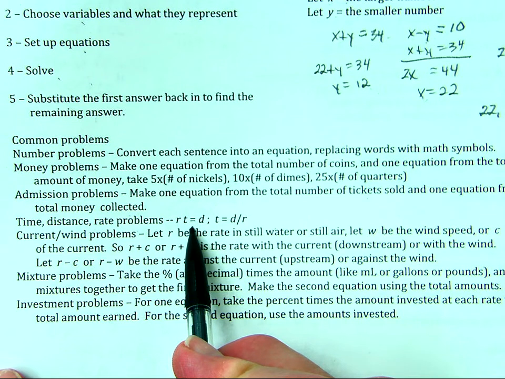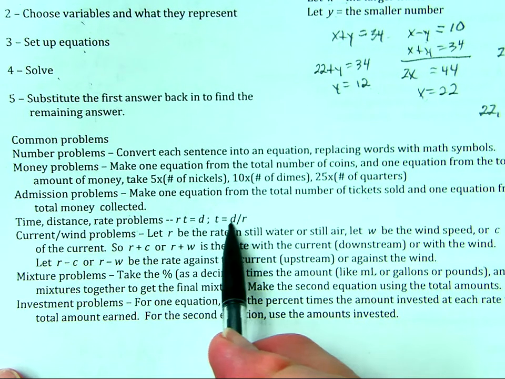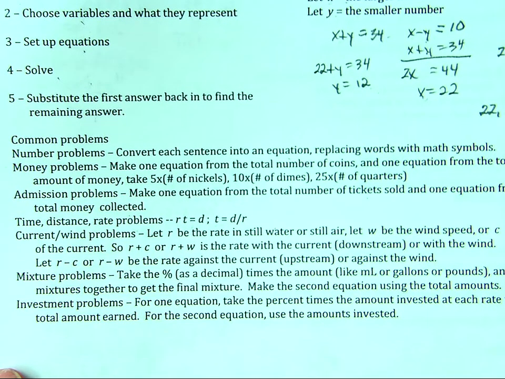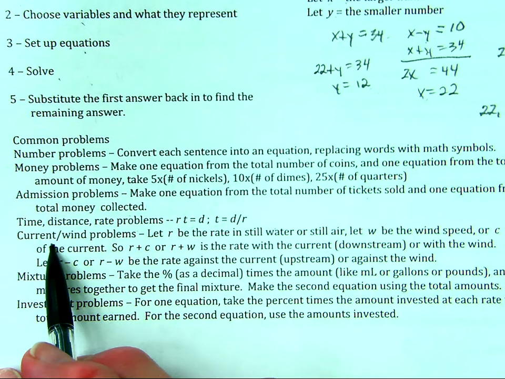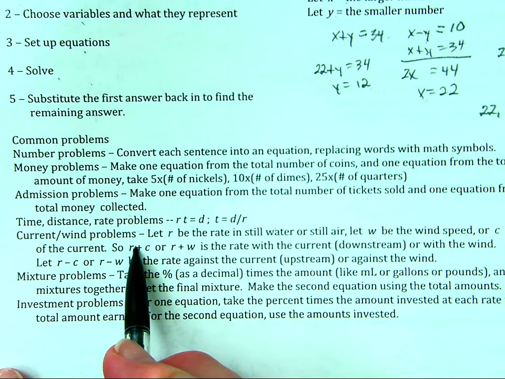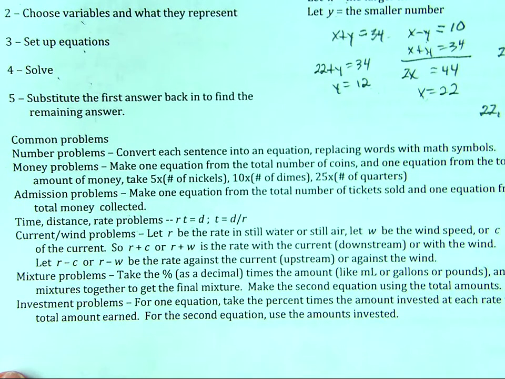Rate times time equals distance, or time equals distance divided by rate if you solve for time. You have current or wind problems. You have to remember, let's say you're in a boat on a river. Well, you have how fast your boat would move if you were in still water, so no current. That's one rate, and the rate of the current.